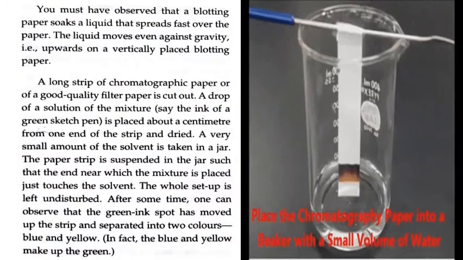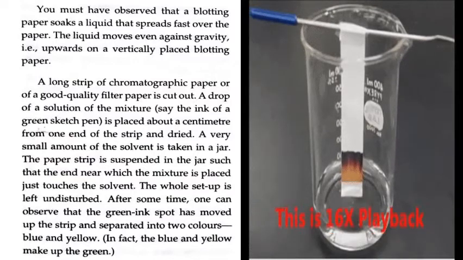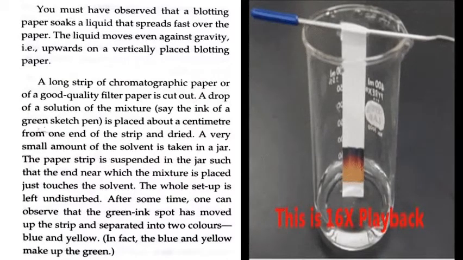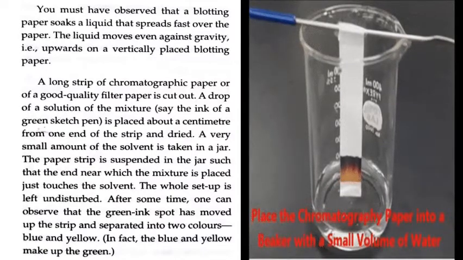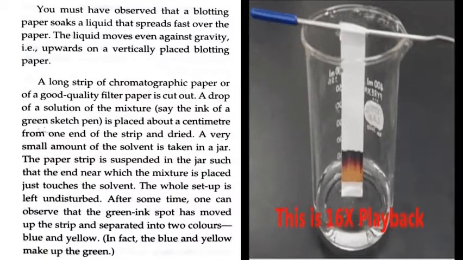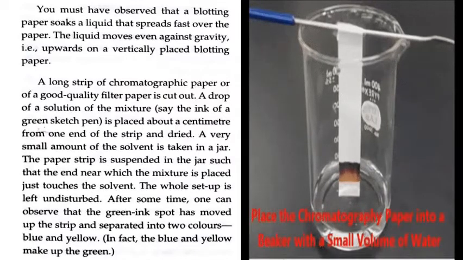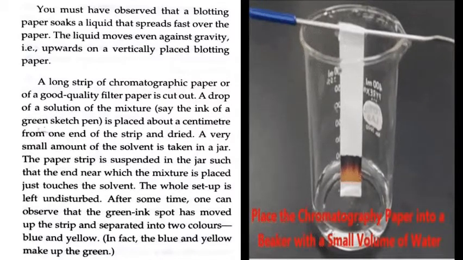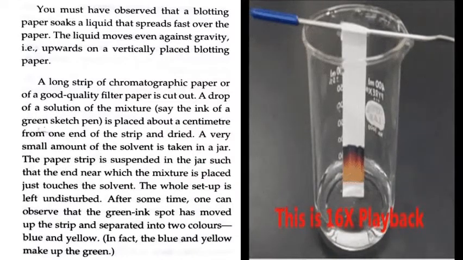You must have observed that a blotting paper soaks a liquid that spreads fast over the paper. The liquid moves even against gravity, that is upward on a vertically placed blotting paper. A long strip of chromatographic paper or a good quality filter paper is cut out. Like in the previous one, they have mentioned blotting paper. I have attached the image also over there, so you can see what kind of paper it is.